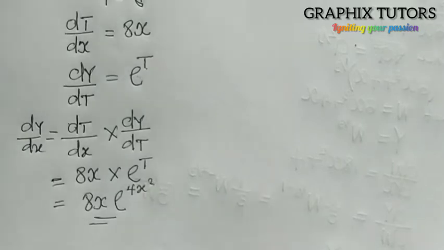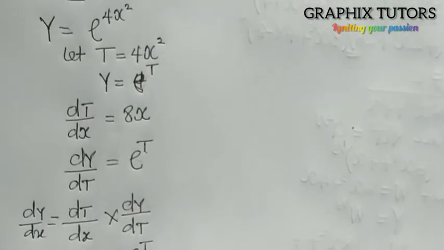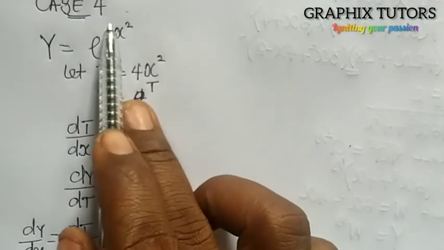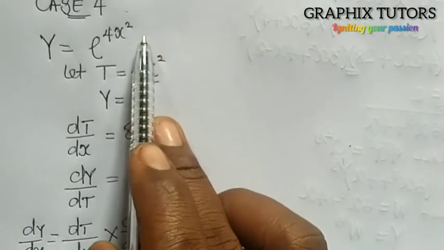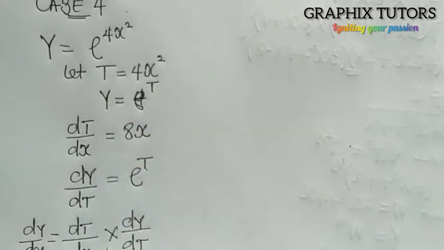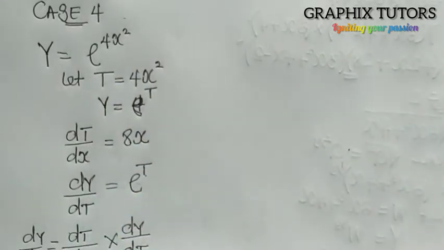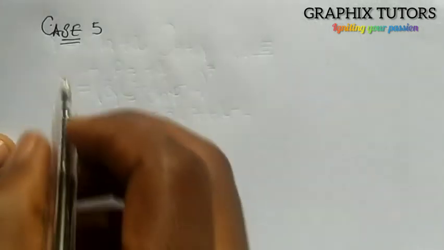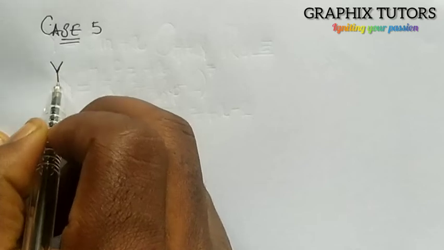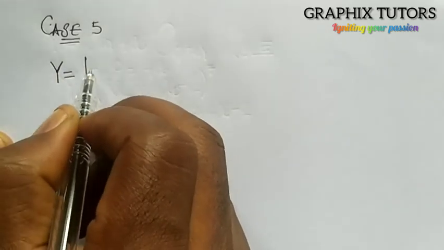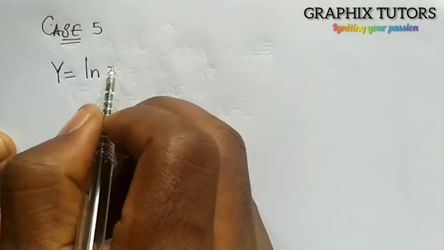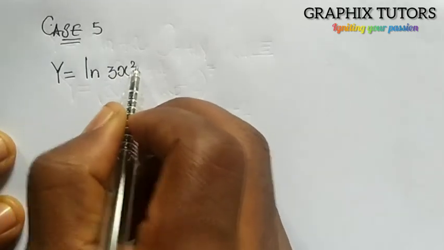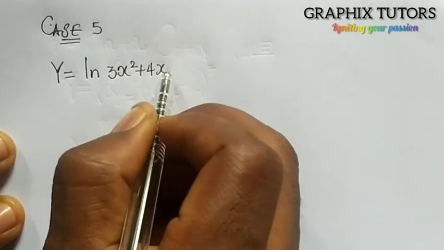So irrespective of what is written here, always represent whatever you have on the e by any variable of your choice, and you follow the same procedure. Now let's see case 5 when we talk about logarithmic values. So for case 5, let's say y is equal to the ln of 3x squared plus 4x minus 2.